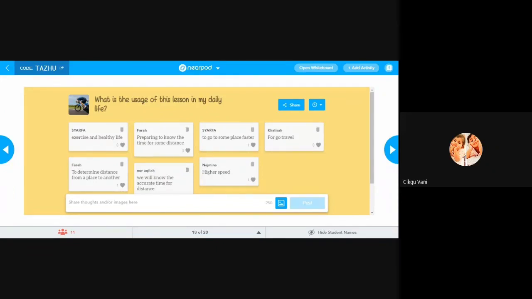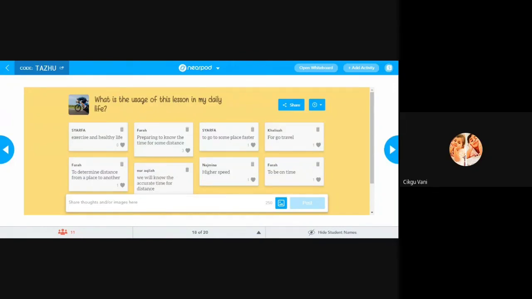Then Syafa again added, to go to some place faster. Good. Kalisa, to go for travelling. Yes, very good. Farah, to determine distance from one place to another. Distance. Just now it was time, now distance. Very good. Akila said we will know the accurate time for a distance. Najmina, higher speed, so that we know whether we are exceeding the speed or within the determined speed. Then Farah said to be on time. I think that's all. Is there any more? Anybody else? None, right?